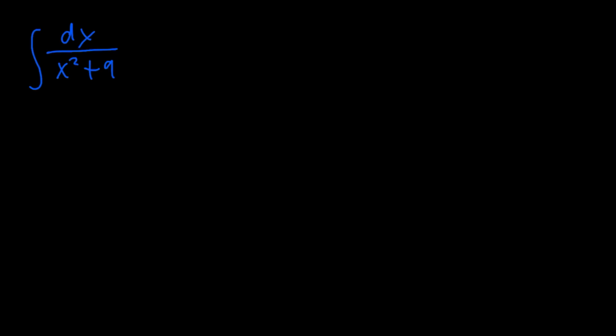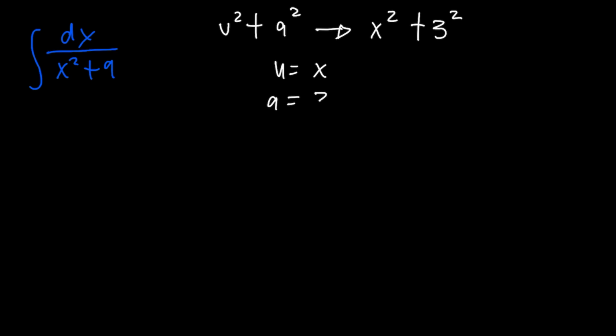For today's video, we're going to solve an integral calculus problem using trigonometric substitution. The problem is the integral of dx over x squared plus 9. Here we can see that the problem is written in the form u squared plus a squared. So x squared plus 9 is equal to x squared plus 3 squared. Our u here is x and our a is equal to 3.